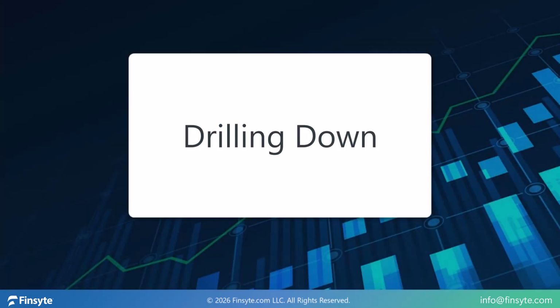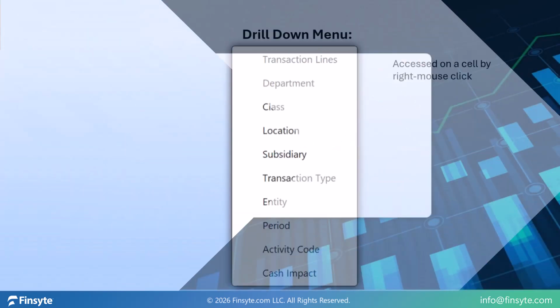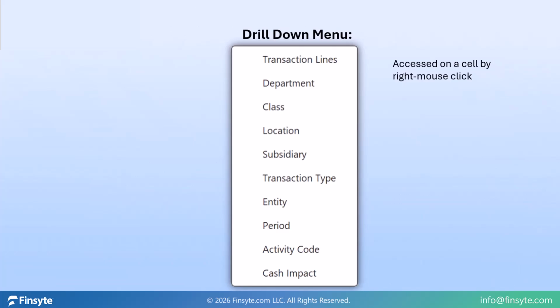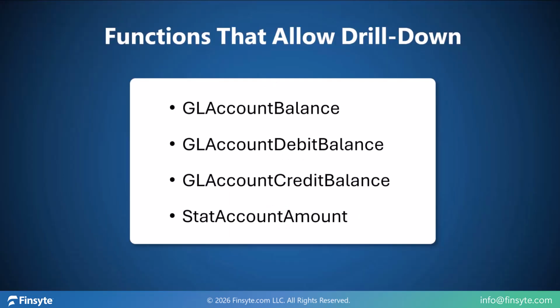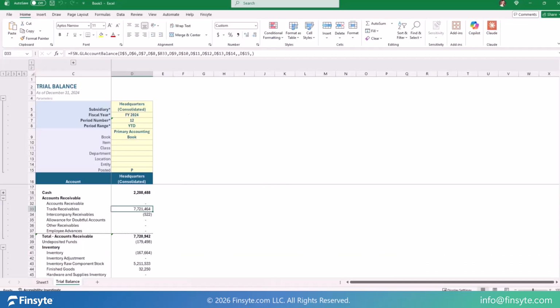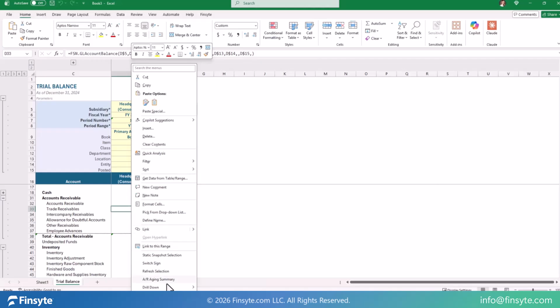Another very powerful research feature in Finsyte is the ability to drill down. These options let you see exactly what makes up a number, whether it's the transactions behind a balance or summaries across key segments. With drill downs, you can move from top-level reports to detailed insights in just a few clicks. Drill downs are available for any function that returns an amount, such as GL account balance or stat account amount. To drill down, simply right-click the cell with the value you're interested in, then select from the drill down menu at the bottom of the list.